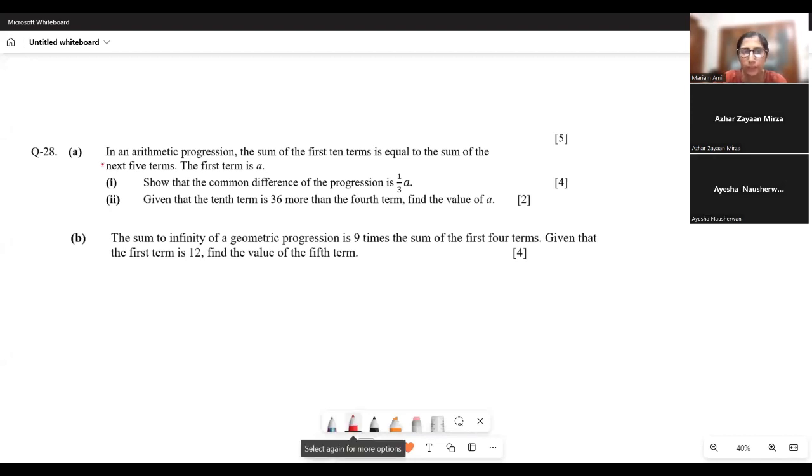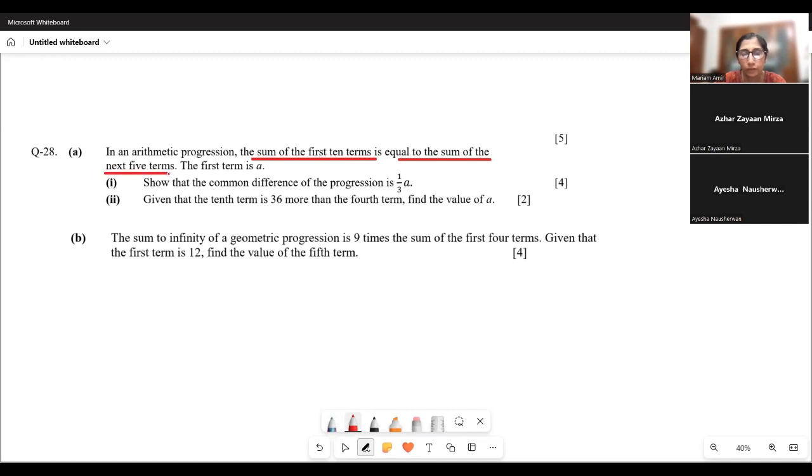Question 28 में क्या है? In an arithmetic progression, the sum of the first 10 terms is equal to the sum of the next 5 terms. The first term is A. Show that the common difference of the progression is equal to this. Okay, A1 कर रहे हैं. It says sum of the first 10 terms.